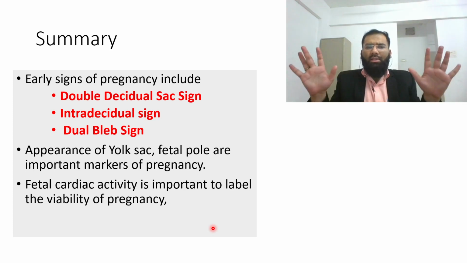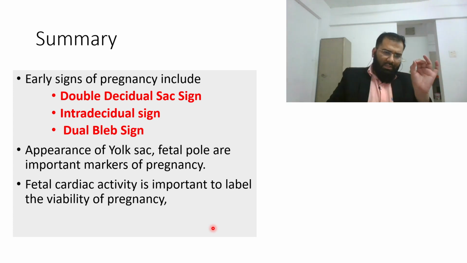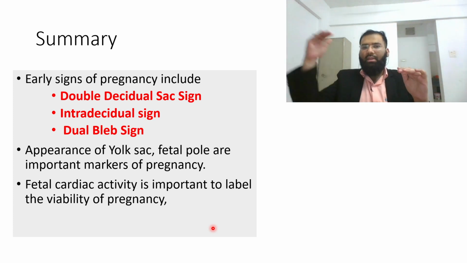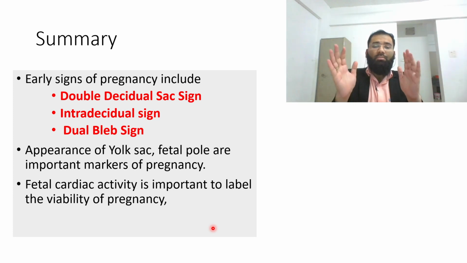Summarizing, early signs of pregnancy include the double decidual sign, intradecidual sign, and double bleb sign. After you see the G sac comes the yolk sac. The fetal pole is the last to come, and then the cardiac activity. When CRL measures 7 mm, cardiac activity should be seen. Fetal cardiac activity is most important to label the pregnancy as viable.